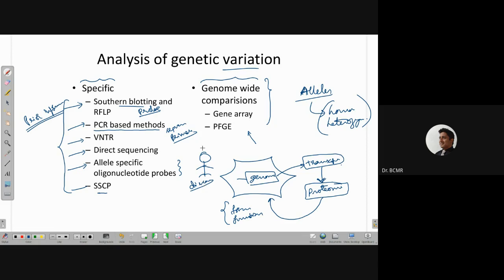Okay, so molecular techniques are becoming increasingly common in diagnosis, especially in Western countries, where it's much more common. Just biochemical is insufficient. If you want to find the molecular basis of a disease, then we have to go for analysis of genetic variation.